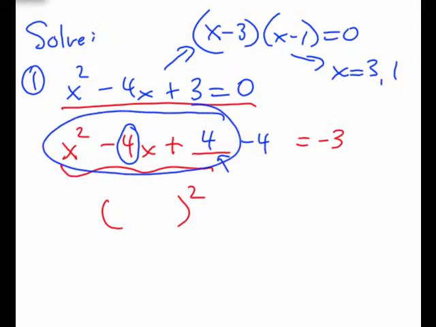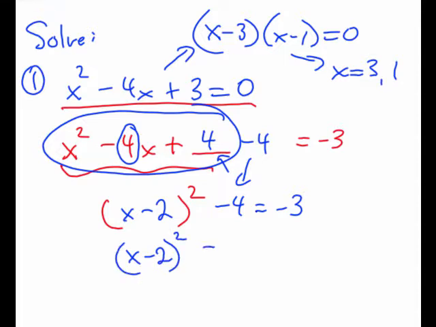And now this should factor perfectly, and it does, as x minus 2 squared. I have my -4 sitting here still. And then what I'm going to do is isolate my square. So I'm going to add 4 to both sides. Now this might look familiar, this is the kind of thing we were doing right at the beginning of the video. I isolated my square.